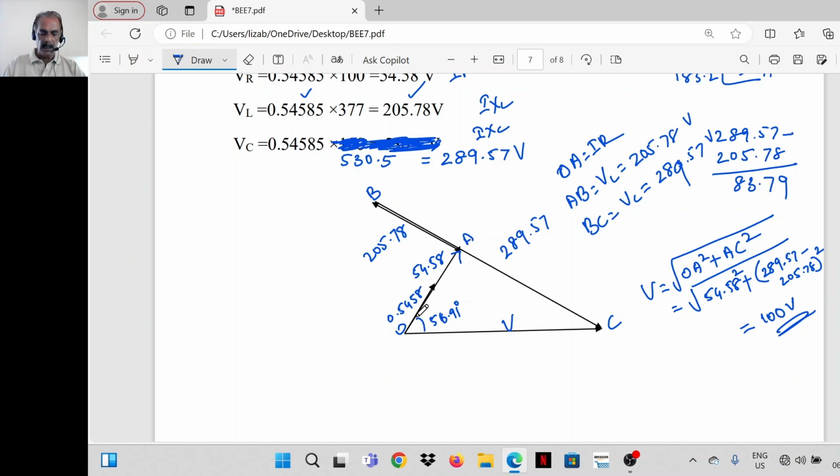So OA is IR, the resistive drop in phase with I. AB is I into XL, leading I by 90 degrees, because inductor current lags the voltage, or voltage leads the current. So VL should lead I. Then VC should lag I by 90 degrees, so from this direction 90 degrees clockwise. So this VC, which is 289.57 volts, is lagging behind I by an angle of 90 degrees.